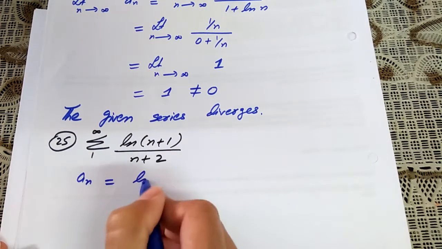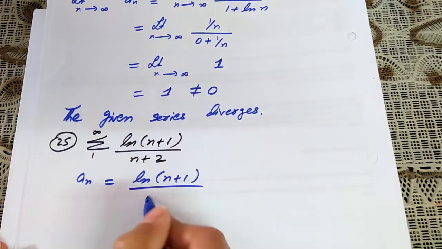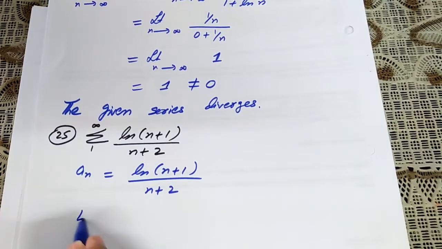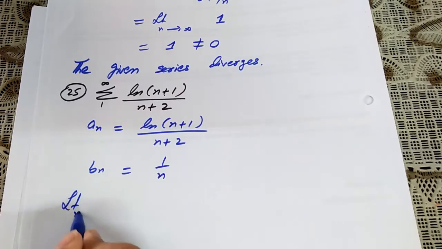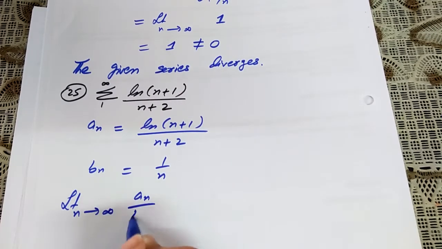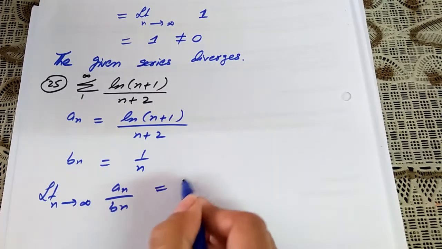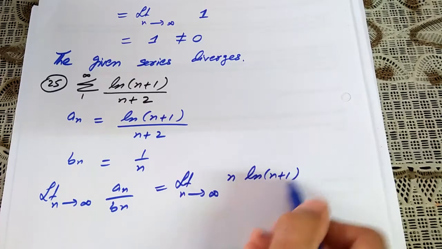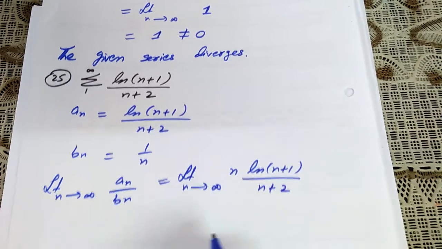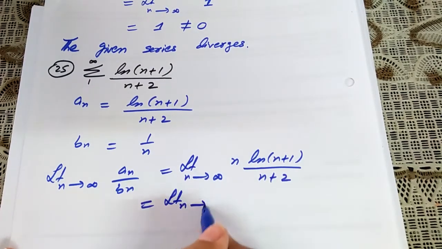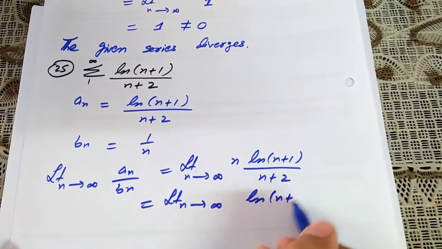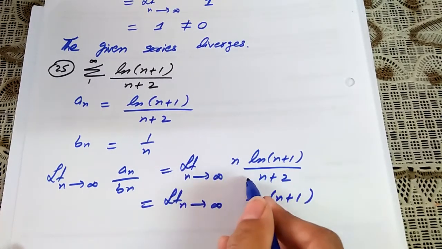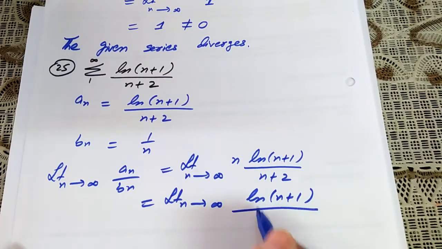An here is ln of n plus 1 divided by n plus 2. I can take bn is equal to 1 over n here. Now using the limit comparison test, limit n approaches infinity of an over bn. This will give you limit n approaches infinity of n ln of n plus 1 divided by n plus 2. I will take n common out of the denominator and cancel with the numerator. I will get here ln of n plus 1 over 1 plus 2 over n.